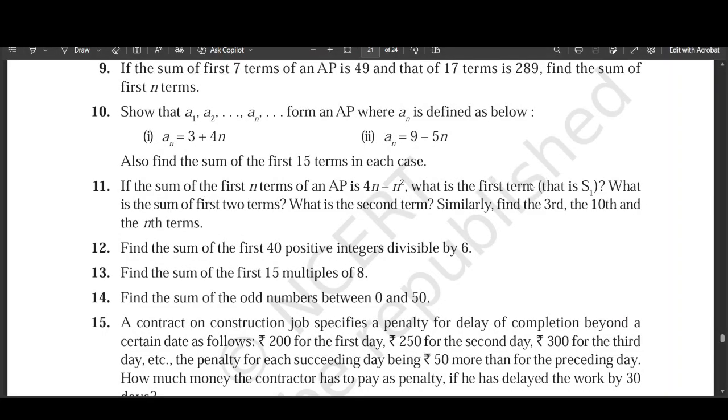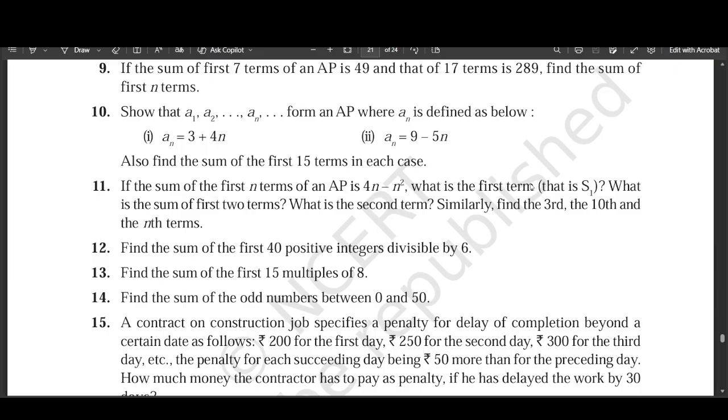Now move to the 11th question. If the sum of the first n terms of an AP is 4n minus n square, what is the first term? That is S1. What is the sum of the first two terms? What is the second term? Similarly, find the third term and the 10th term and the nth term. So what we have given, Sn is equal to 4n minus n square.